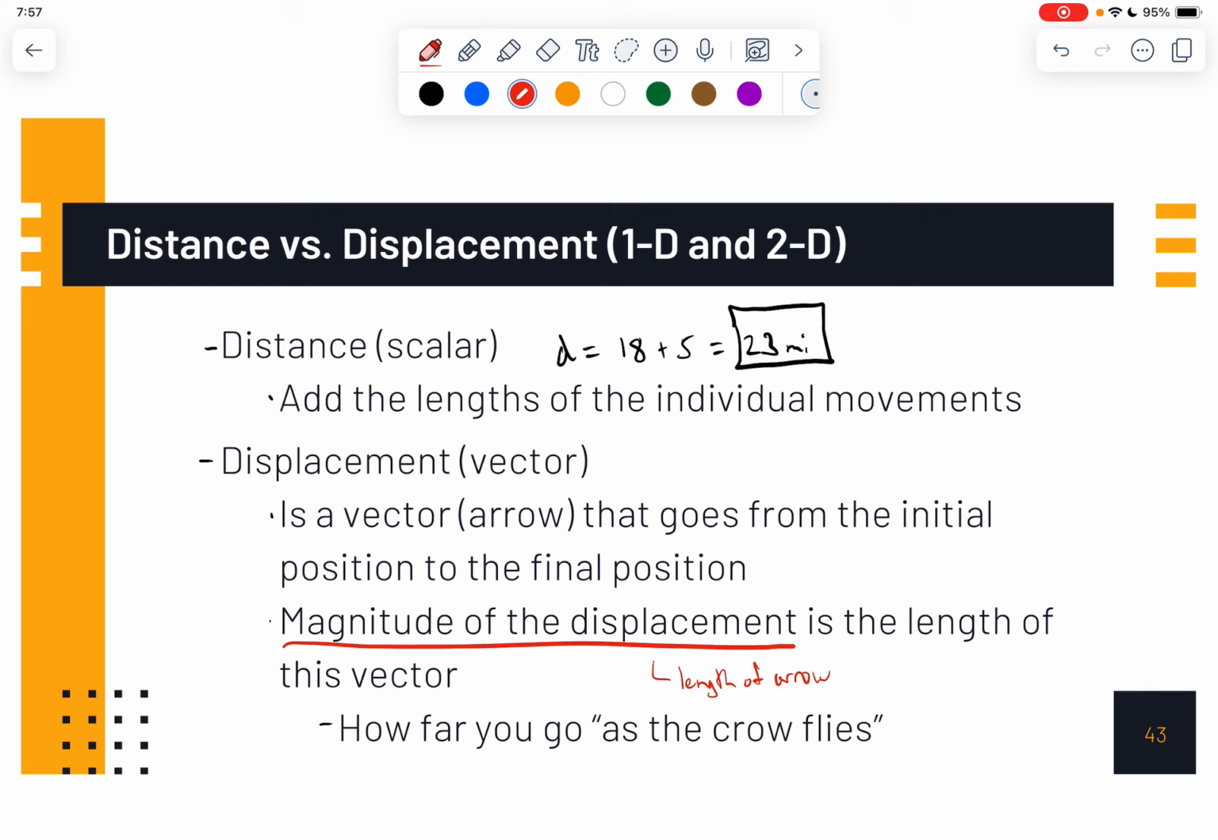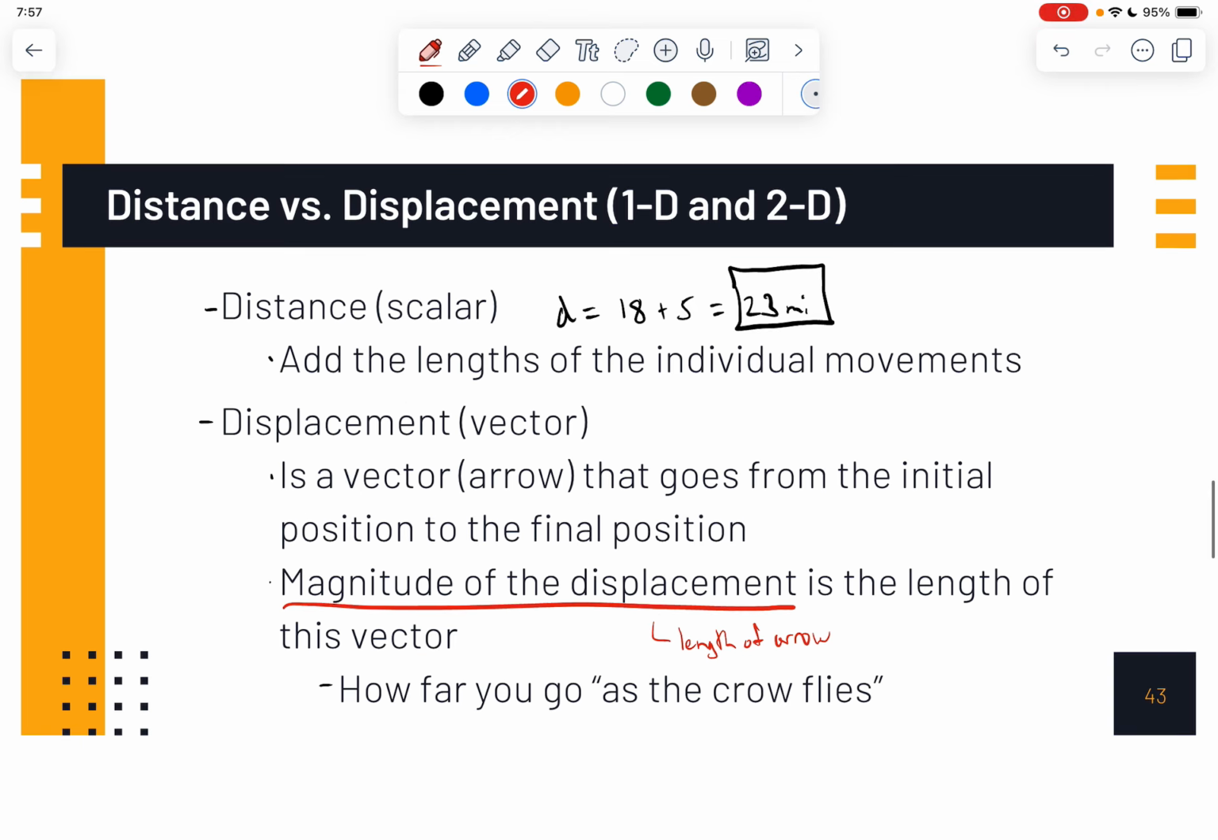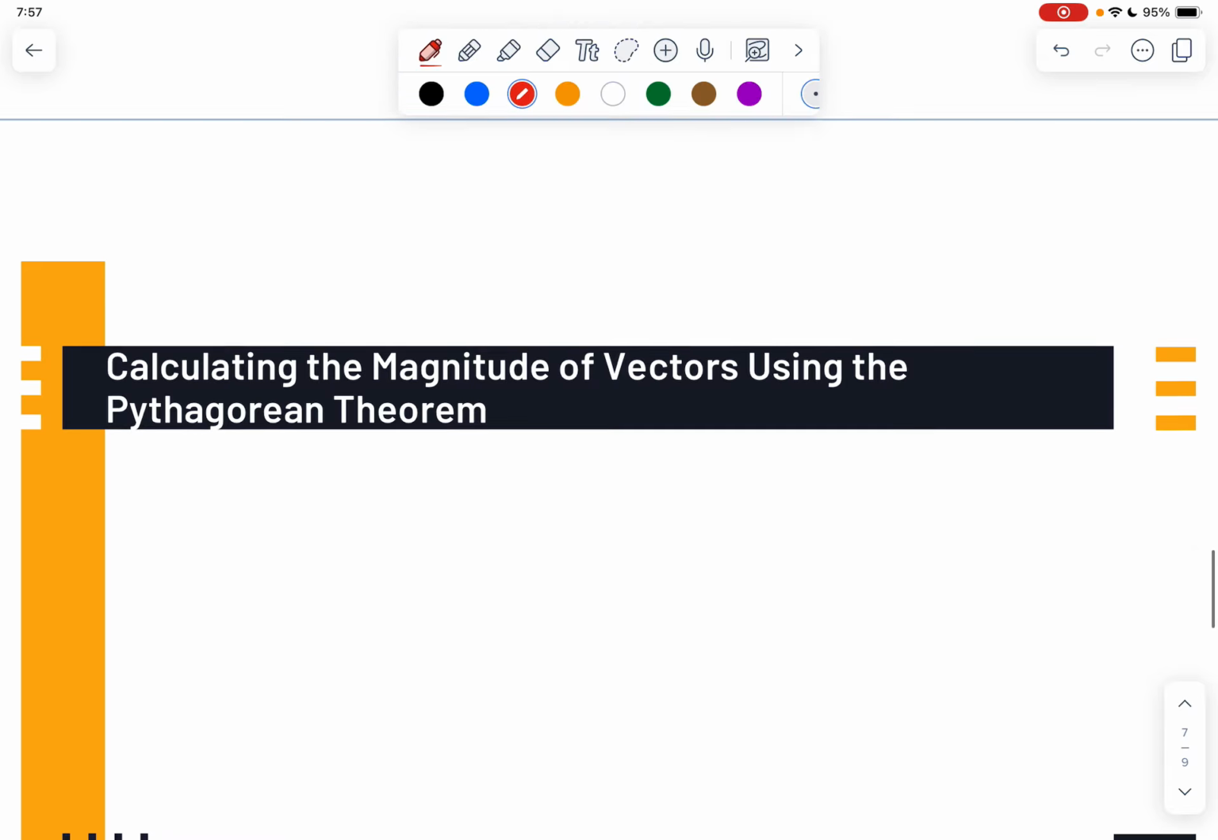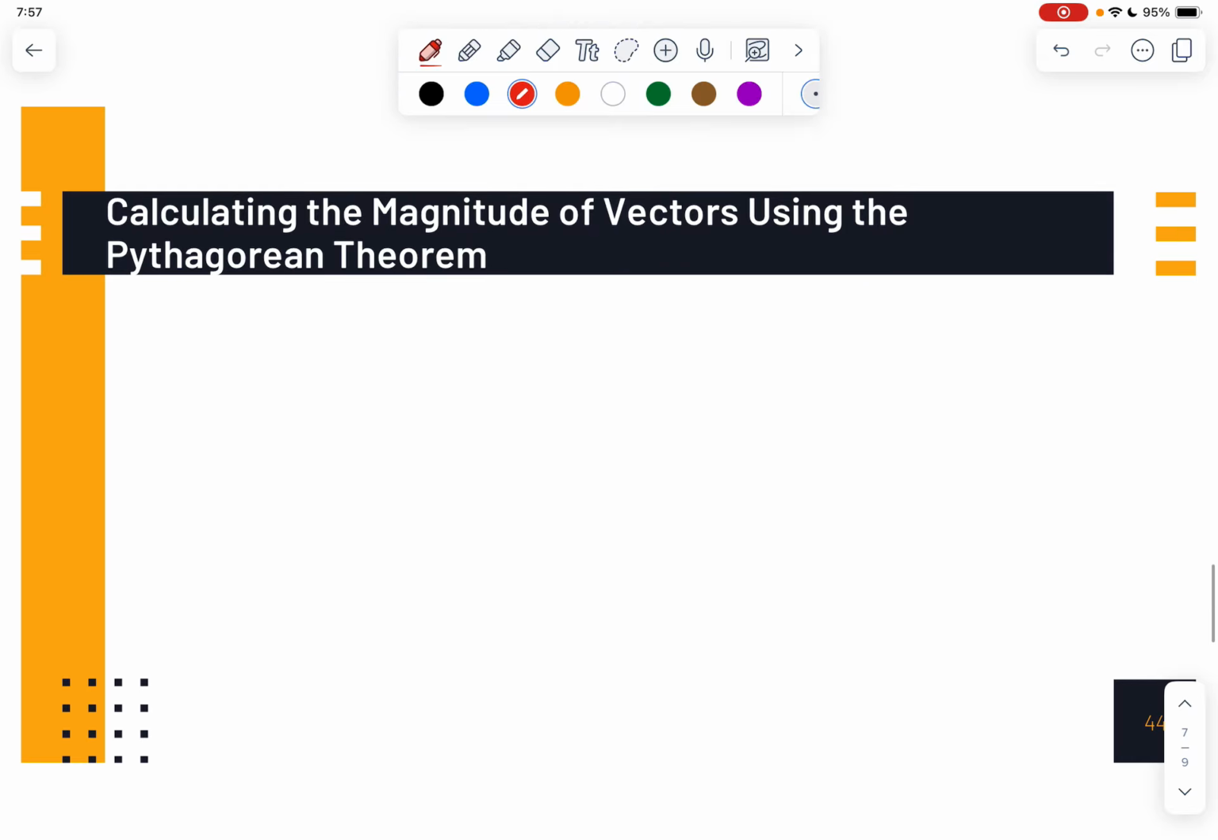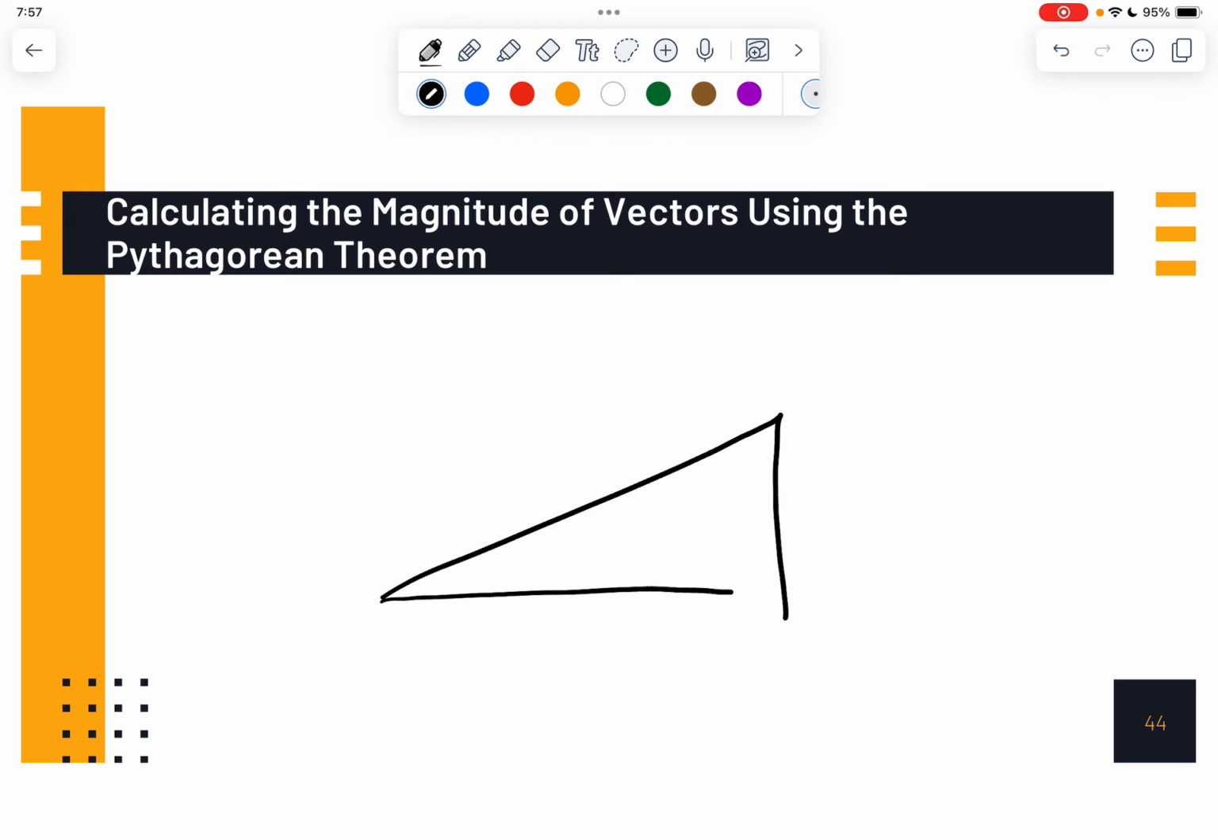So it's basically looking at what's this straight line path to get from our point A to point B. To do this, we're going to have to use a little bit of our geometry using our Pythagorean theorem. In all these, we're going to be making what we call right triangles.